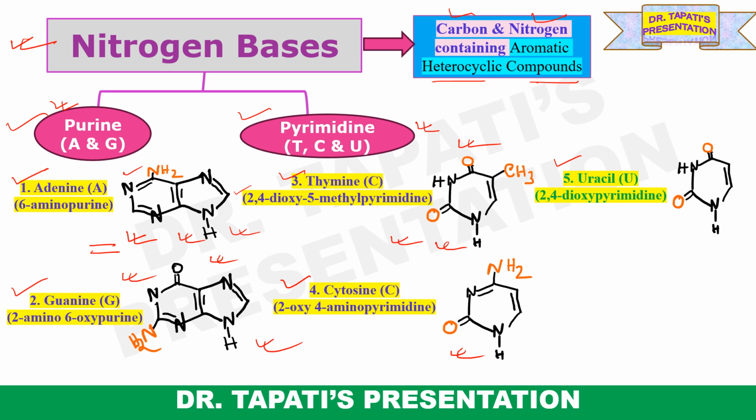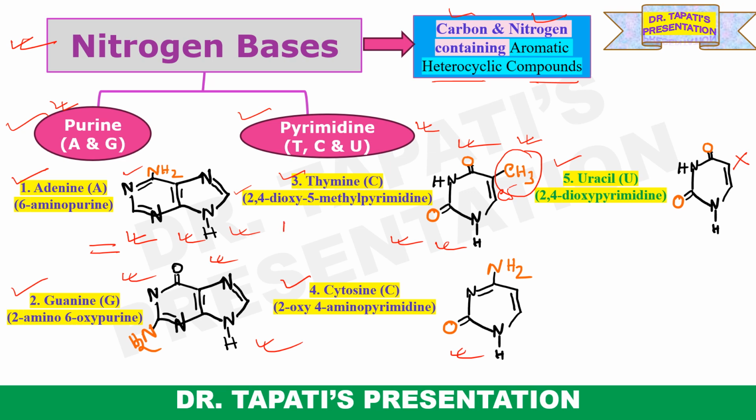Another fact is that if you compare thymine and uracil, in case of thymine at the C5 position, a methyl group is present, and this methyl group is absent in uracil. So there is only one difference between uracil and thymine. In thymine, an extra methyl group is present, which is absent in uracil.